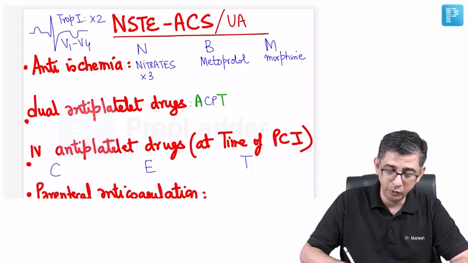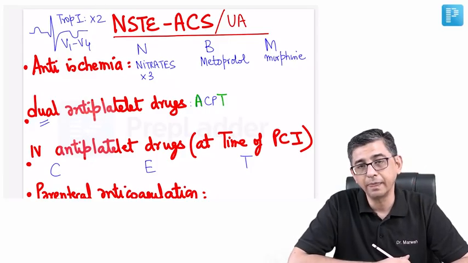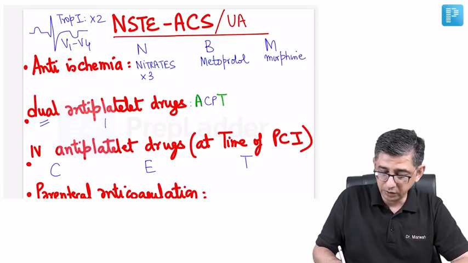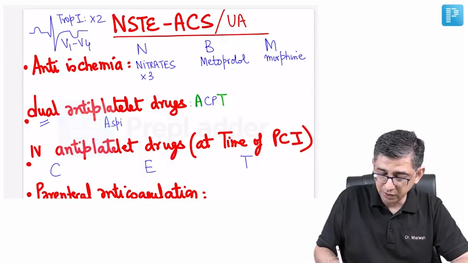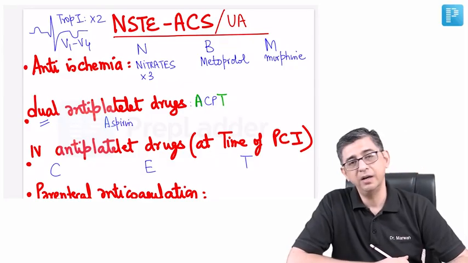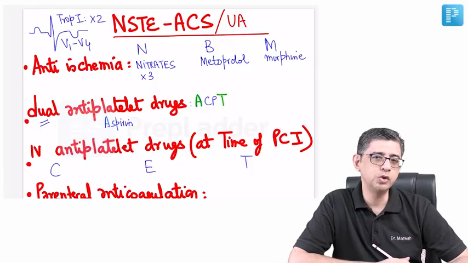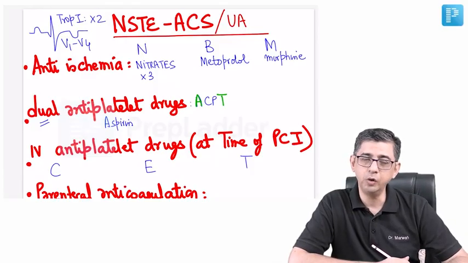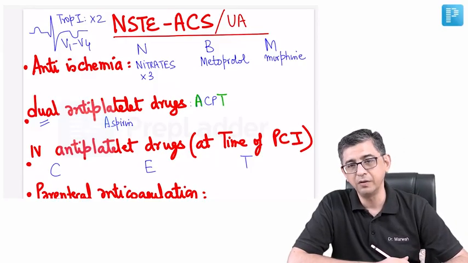And similarly, you will be using dual antiplatelet therapy. From dual antiplatelet therapy, what are the drugs that you would be using? So the names of the drugs can be remembered as ACPT. In ACPT, aspirin will obviously be used. You can use a 325 milligram loading dose followed by maintenance 75.